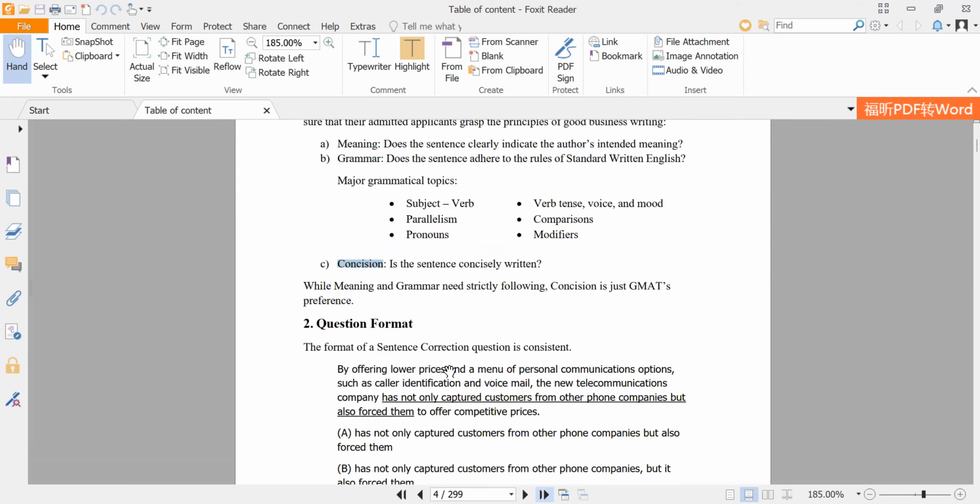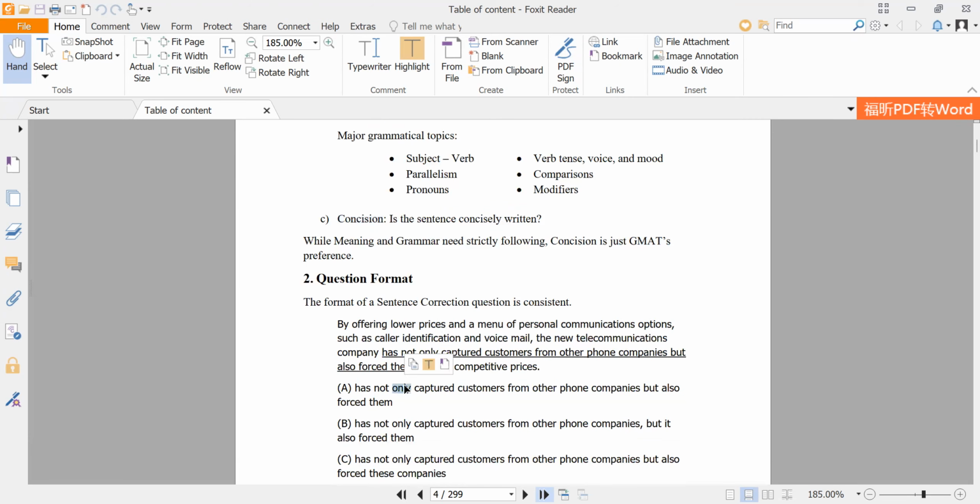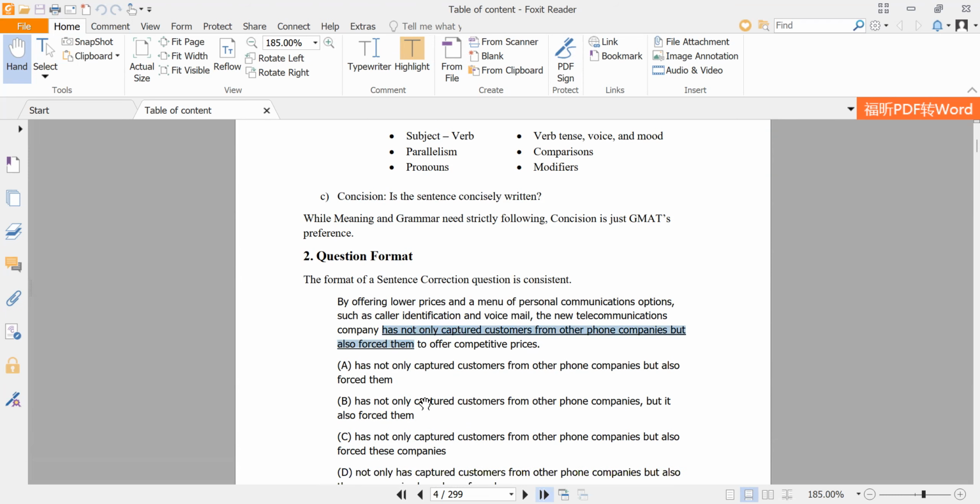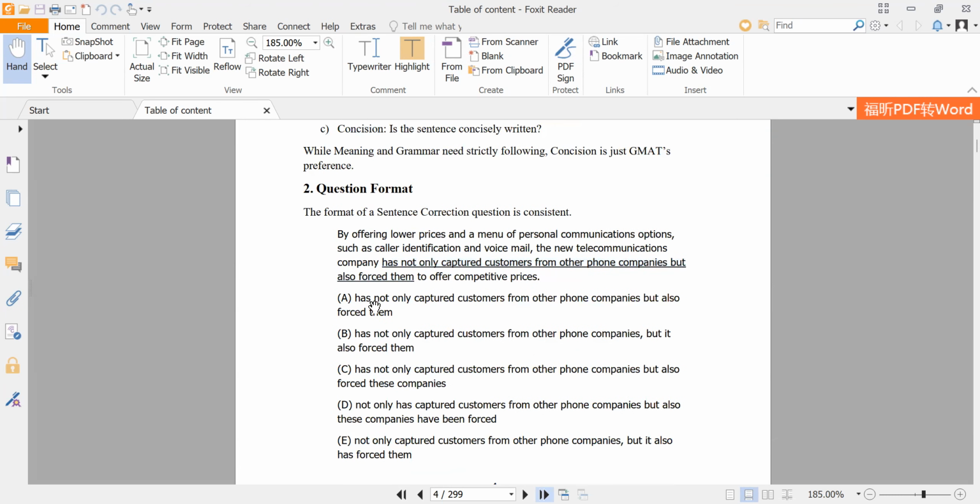Answer choice A is always going to be the same as the original underlined portion. So if you choose A, you're saying that the original sentence is the best among the 5 answer choices. There's no answer choice that provides a better alternative.